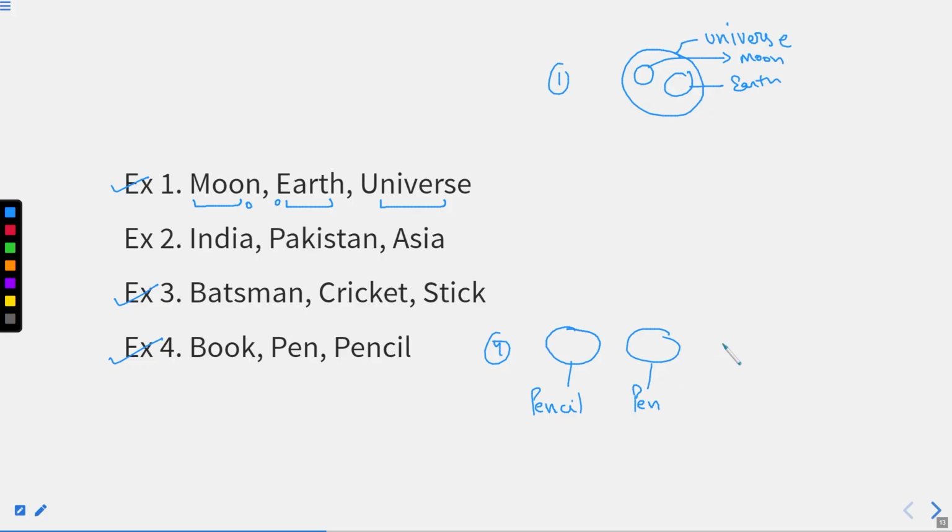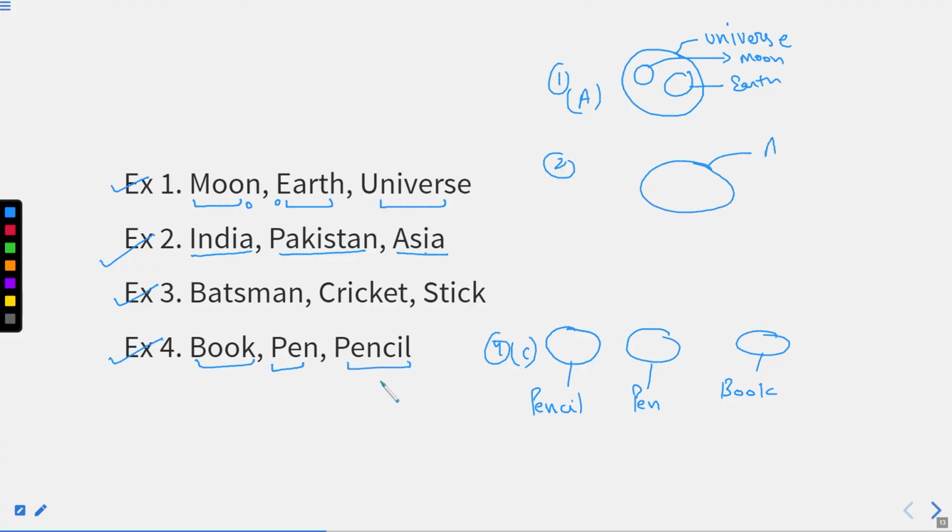Now a book. Don't you think there is any relation between a book and a pencil? No. So we'll mark book as a separate entity. You can see that all three different circles are representing this, and this is represented in option number C. I have marked book, I have also marked pen, and I have also marked pencil. They are all different from each other. It means they have nothing in common, and as soon as they have nothing in common, we represent them with the help of different circles.